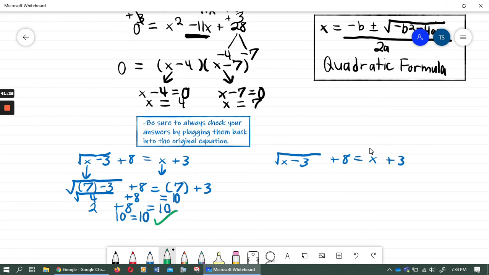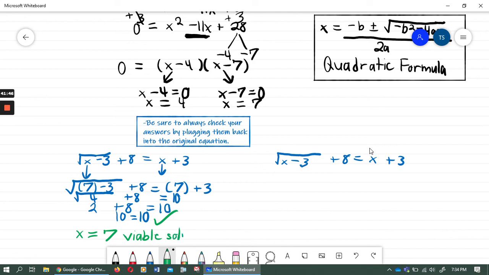Okay, x equals 7 satisfies our original equation. We know for sure that's a viable solution. Okay, so x equals 7 is definitely a viable solution. It works. In other words, it's a viable solution if it works when you plug it back into the equation.